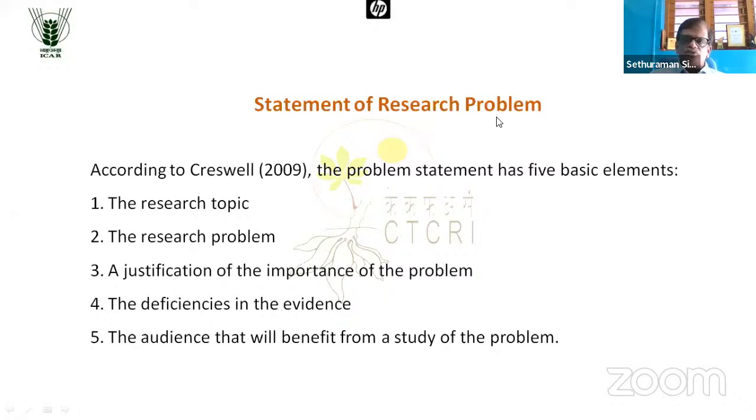And I mean to say that most of my research work from the beginning in CTCRI has actually been integrated into the tuber crops.